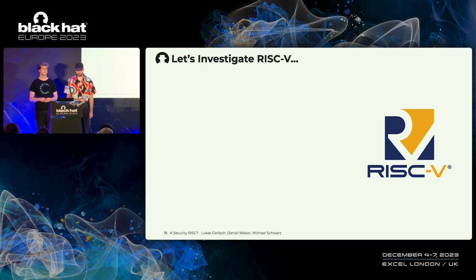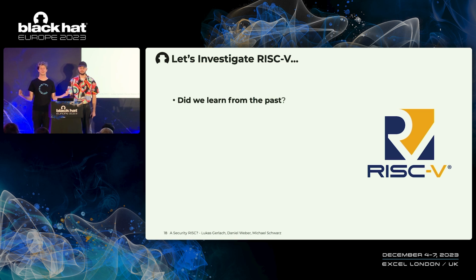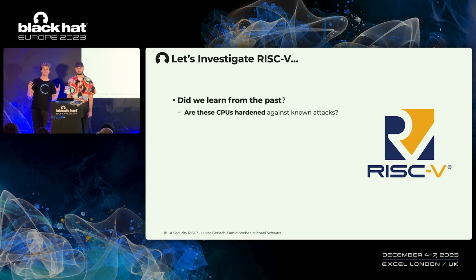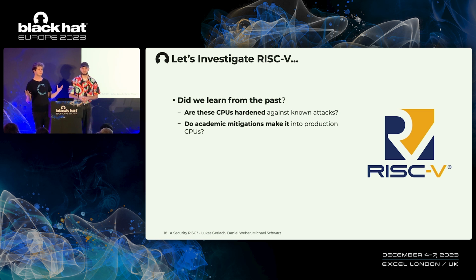Because one thing is, the very obvious thing, we have had CPUs for quite a while now, and now we have a completely new architecture. Did we learn anything from a security standpoint? Are those CPUs now hardened against such vulnerabilities that we saw in recent years? On the other hand, do academic mitigations, and we have a lot of them, actually make it into practice? Are they now implemented in our microarchitectures?